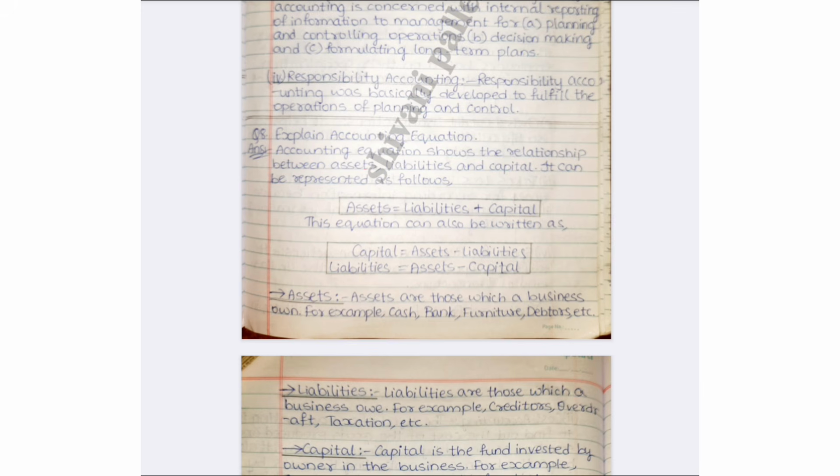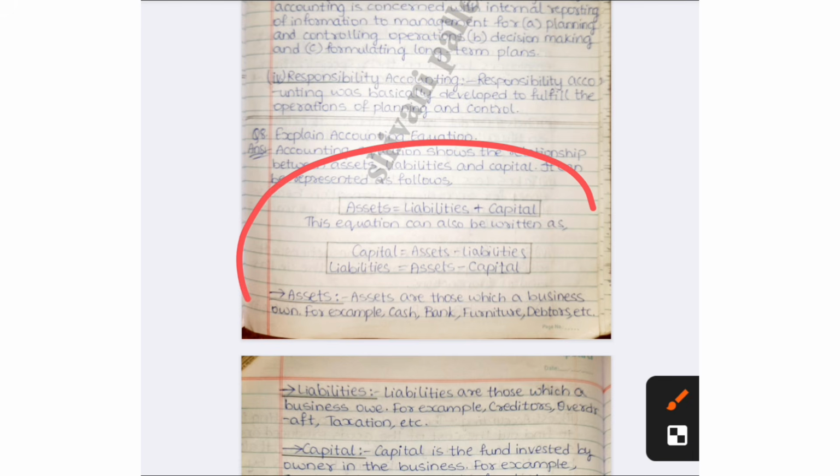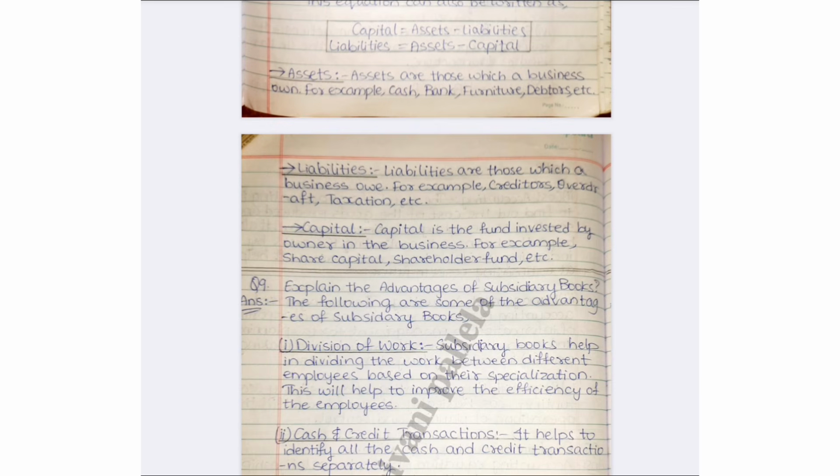Compulsory, you need to mention the formula. How I have written the answers in the single rule book, the same way you need to write it in the examination. Clear? And what is meant by assets?